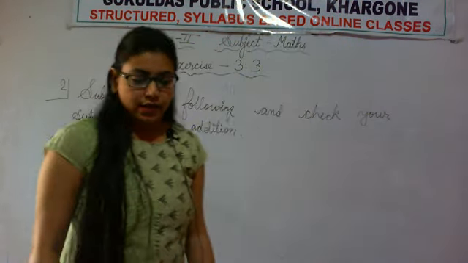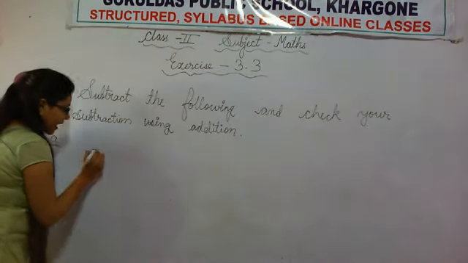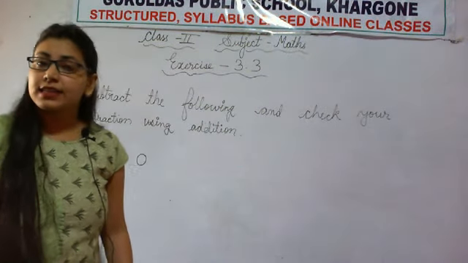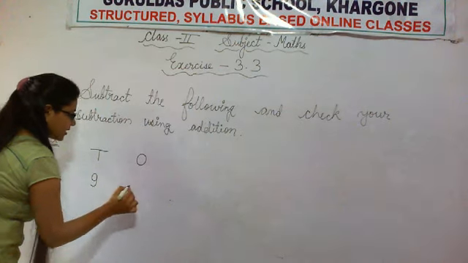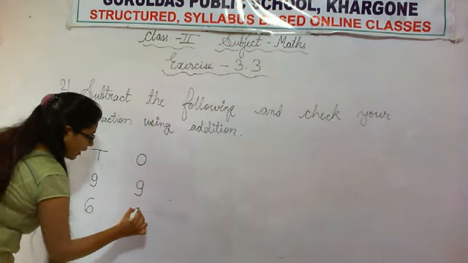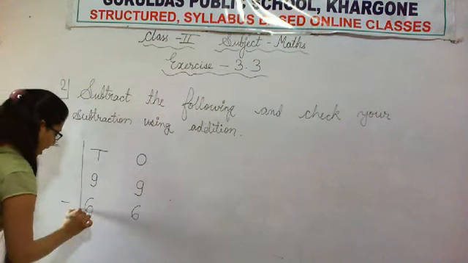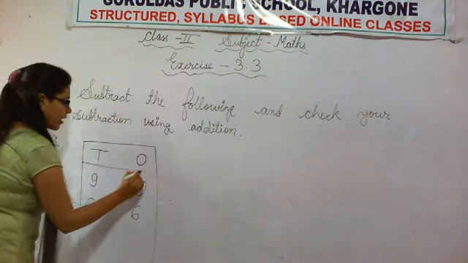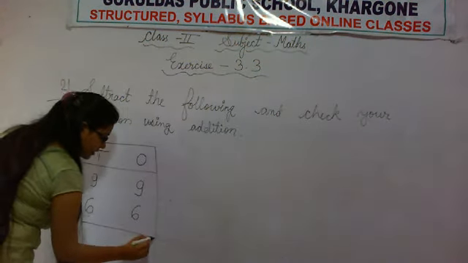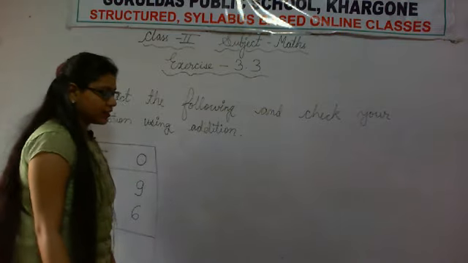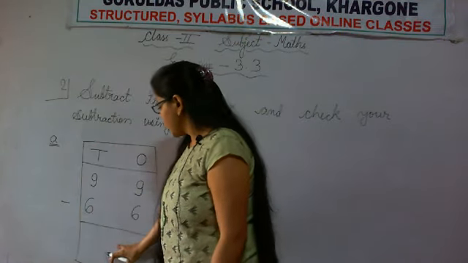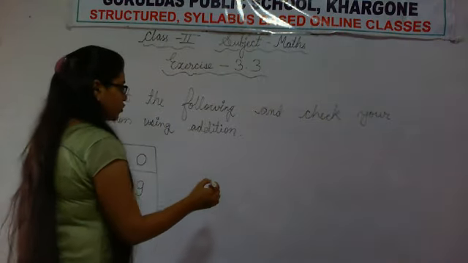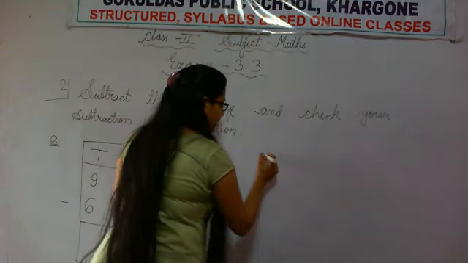Okay, so first of all we will make the table, 99 minus 66. So tens below tens, ones below ones. We'll write both minuend and subtrahend, and then we'll make the table. Before solving, we'll make the table first. Here we'll solve it, and here we'll check our answer. So for that we have to make a table again.